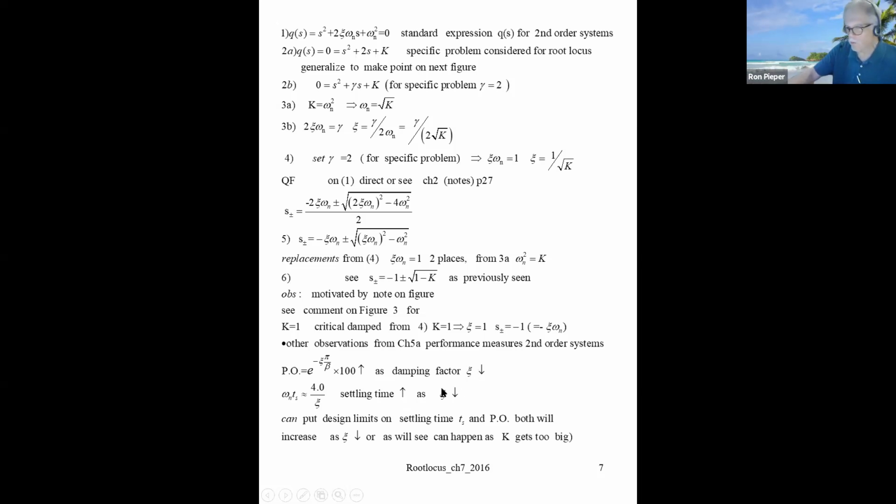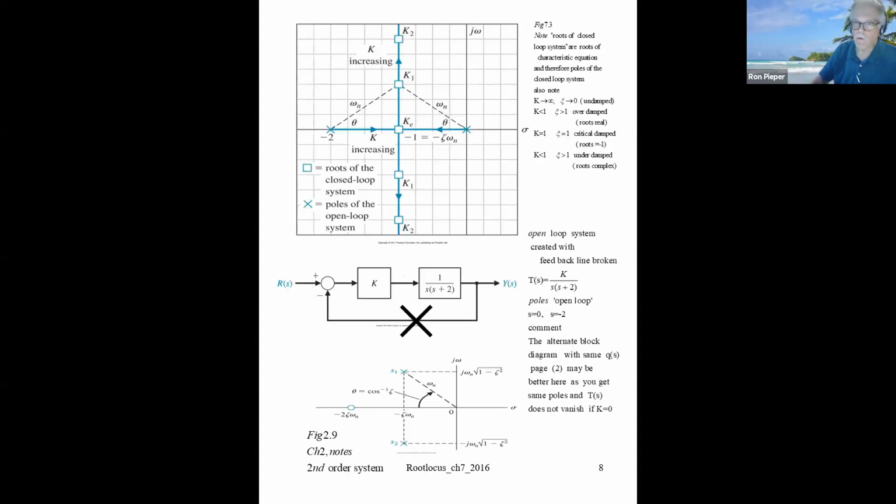So we know that these two trends here are consistent with making the K too big, because of that relationship between the root locus parameter and the damping ratio, sometimes called the damping factor. Okay, so there's this example, and I think it's the next page. We talked about this page a little bit, but we didn't finish it.